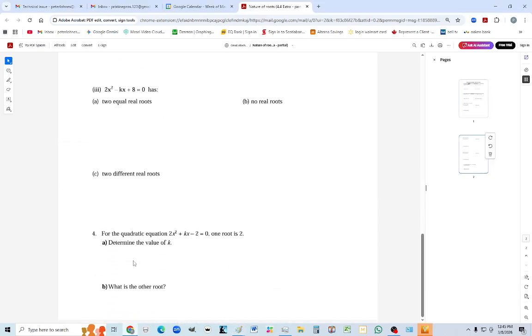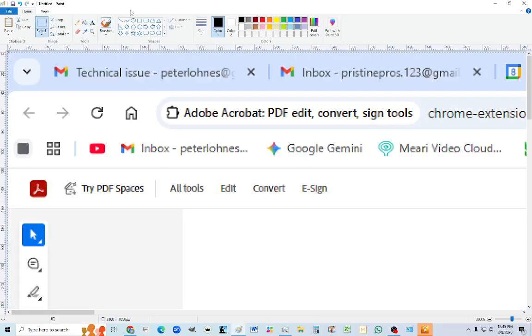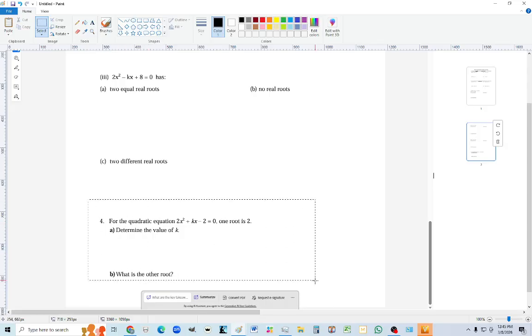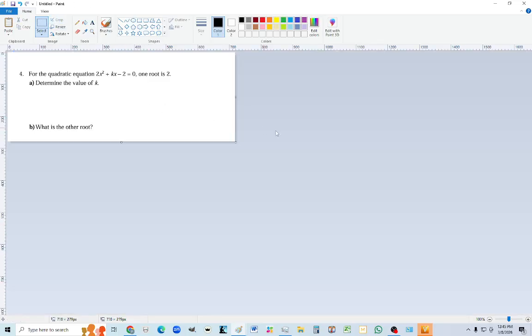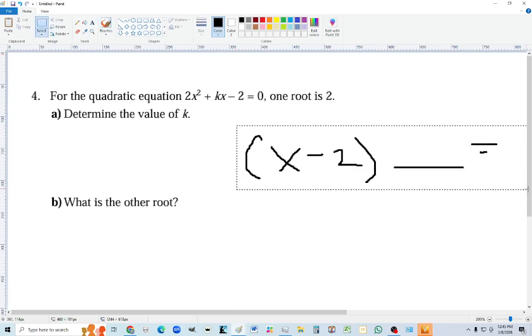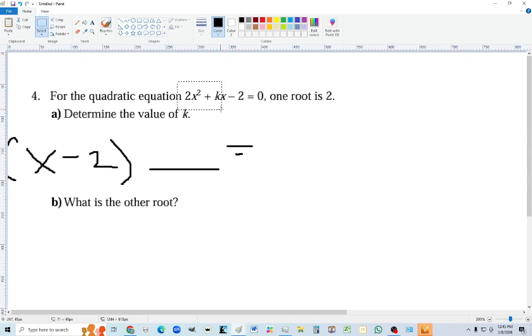For this quadratic, one root is 1/2. Determine the value of k. So what is the other root? So there's a couple ways to do this, but the easiest way is if we know one root is 1/2, we know the factor is x minus 1/2. It's going to have to multiply something to equal our equation here.